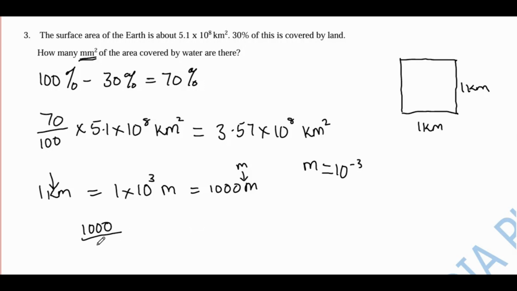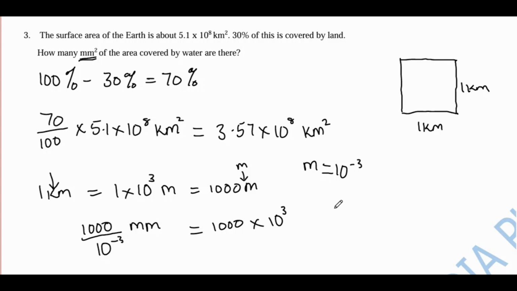We divide by 10 raised to power negative 3. By doing that, we'll have introduced milli, and the base unit remains meters. Therefore, this is 1000. Dividing is the same as multiplying by the reciprocal here. So we multiply by 10 power 3.